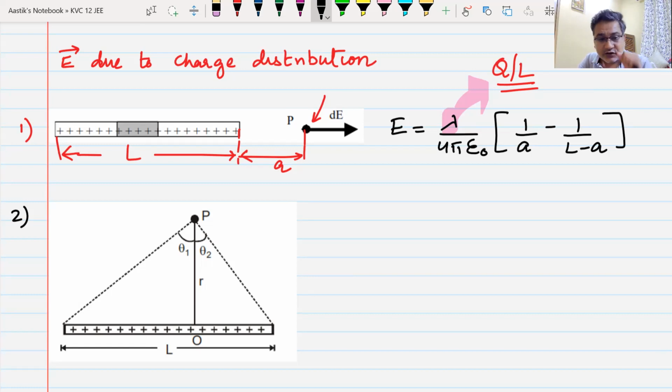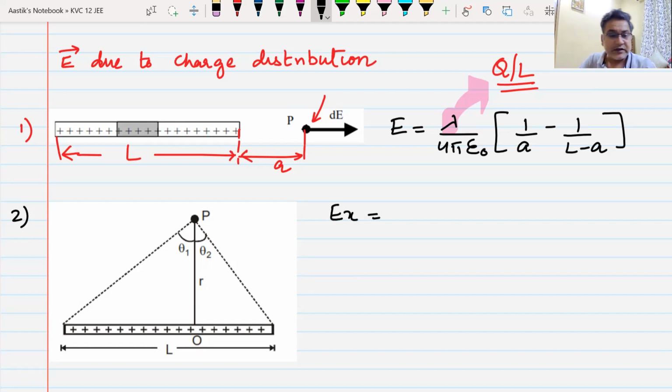Now, if it was on the perpendicular bisector, then your x component would get cancelled. Yes or no? Yes, sir. But it is not on the perpendicular bisector, so it will have both the x component as well as the y component. The x component of the electric field, please note it down, is given by this formula.